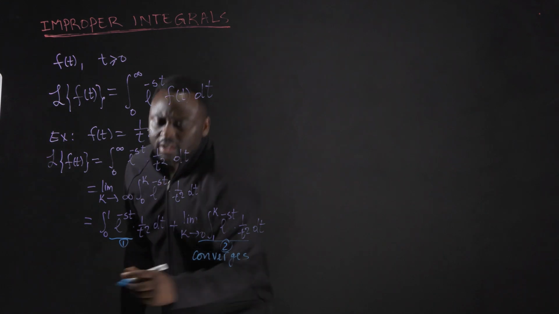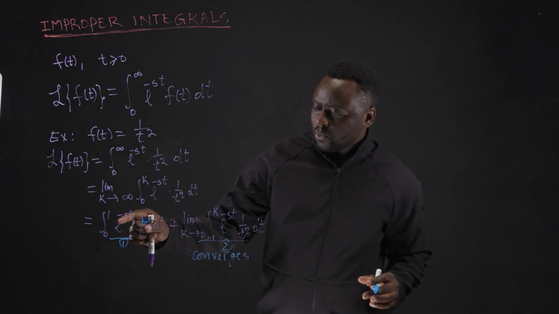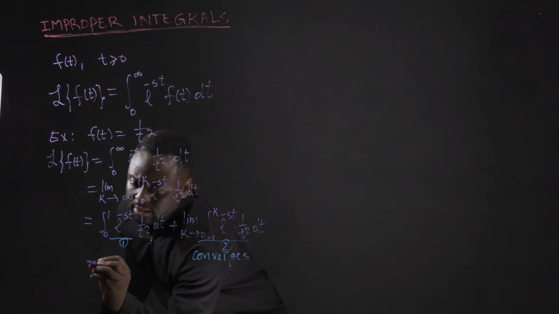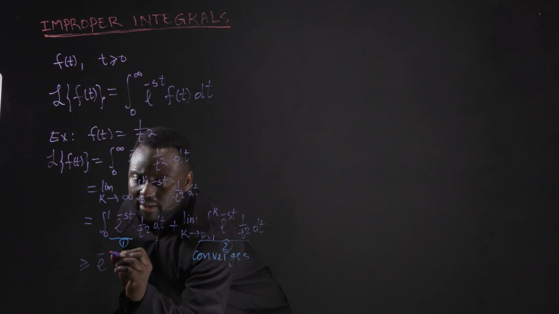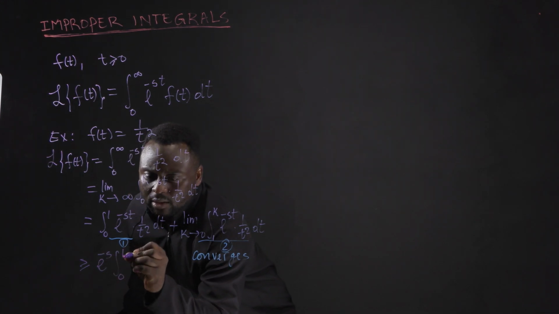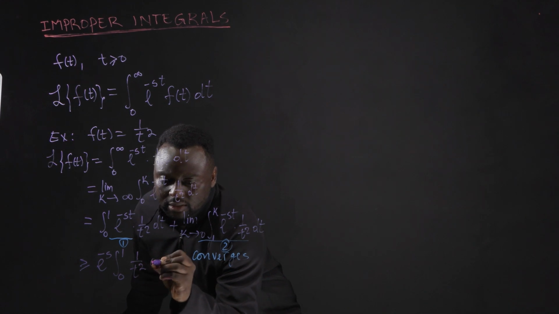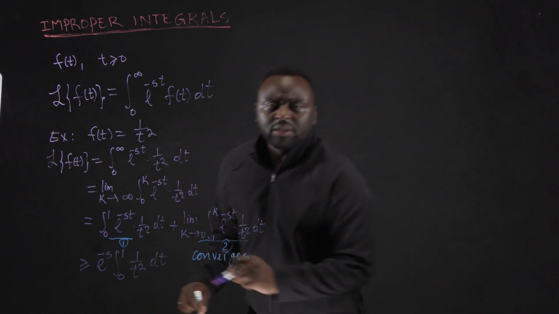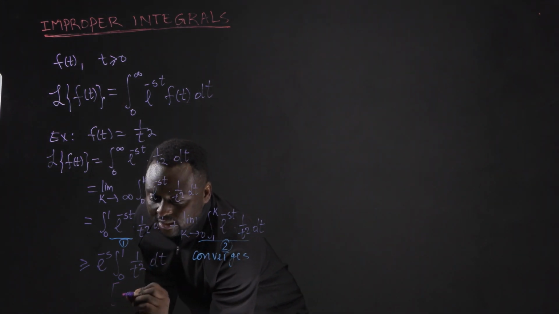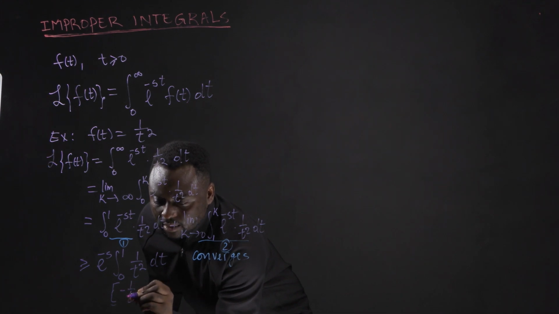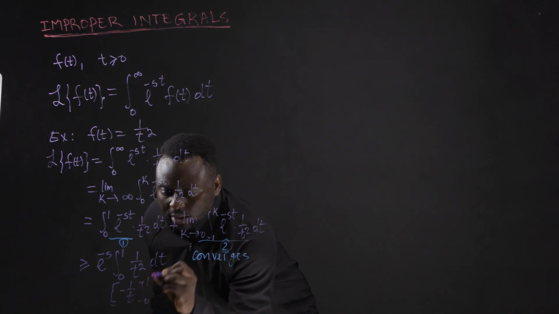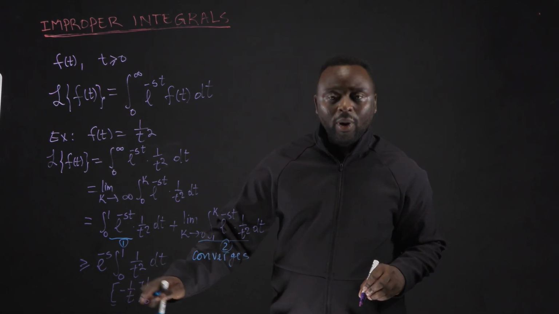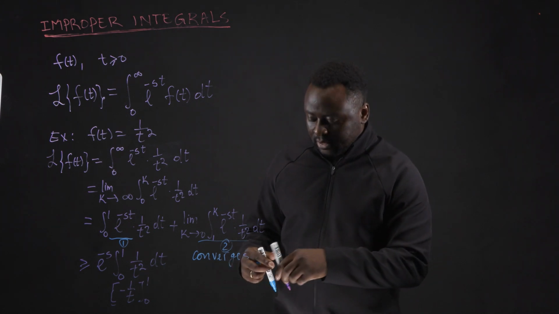Let's pay attention to the first part. We have to find a function smaller than the function we are integrating. That function can be something like this: let's take e to the power minus s times the integral from 0 to 1 of 1 over t squared dt. Here we see that the antiderivative of 1 over t squared is minus 1 over t. This is minus 1 over t from 0 to 1. If you substitute the limits 1 and 0, you see that you have 1 over 0, right? And therefore this will diverge.